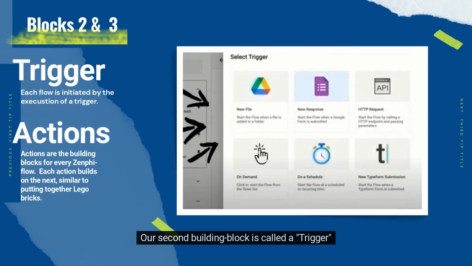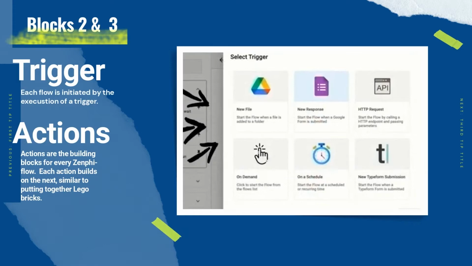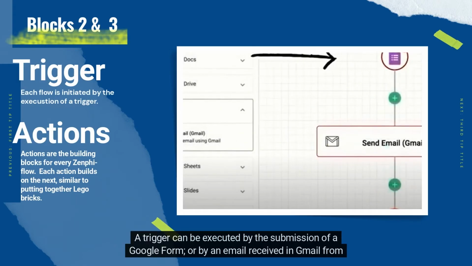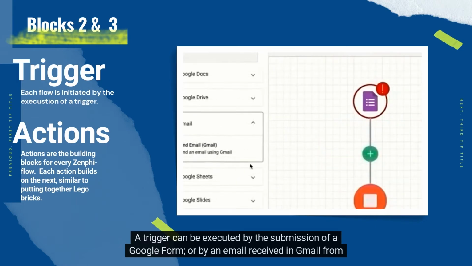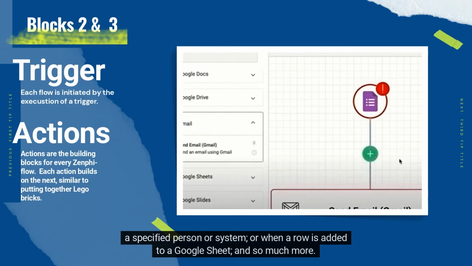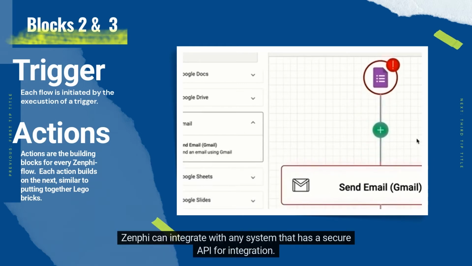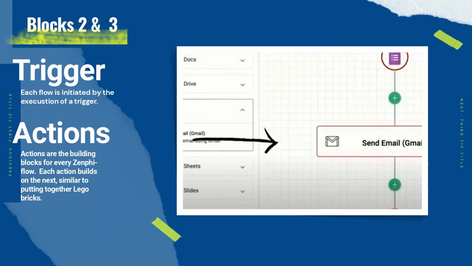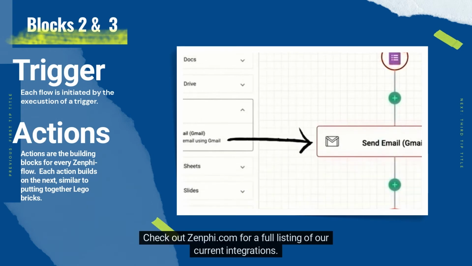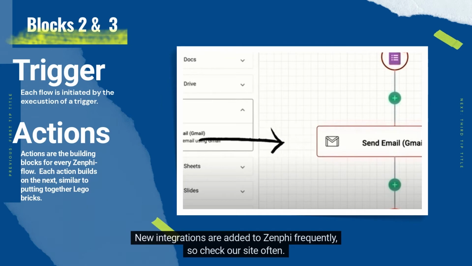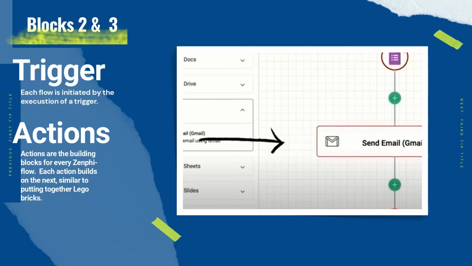Our second building block is called a trigger. Every Zenphi flow is initiated when a trigger is executed. A trigger can be executed by the submission of a Google form, or by an email received in Gmail from a specified person or system, or when a row is added to a Google Sheet, and so much more. Zenphi can integrate with any system that has a secure API for integration. Check out Zenphi.com for a full listing of our current integrations. New integrations are added to Zenphi frequently, so check our site often.